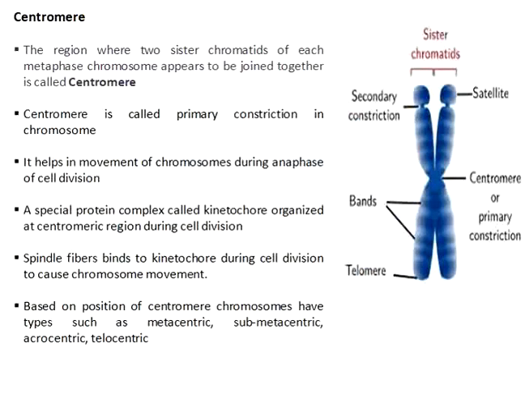The second part of the chromosome is called the centromere. It is an important region in the morphological structure of the chromosome. It is the region where two sister chromatids are joined together. So the region where two sister chromatids of each metaphase chromosome appear to be joined together is called the centromere. The centromere is also known as the primary constriction or narrow region within the chromosome.